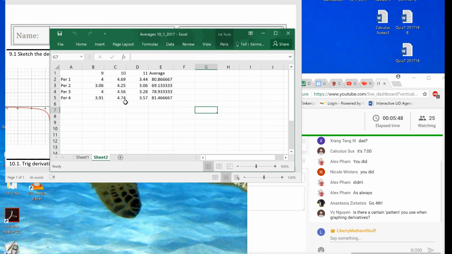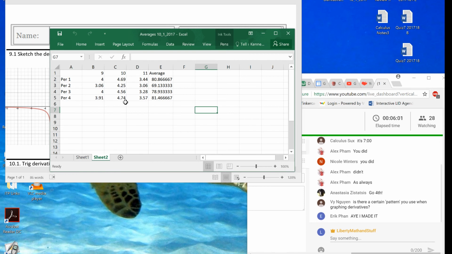Is there a certain pattern you use when graphing derivatives? Yes, and I'm going to kind of go through a few of them, because I'm going to go through both quizzes. Both of the quizzes had different graphing derivatives problems, so it would be worthwhile to do.